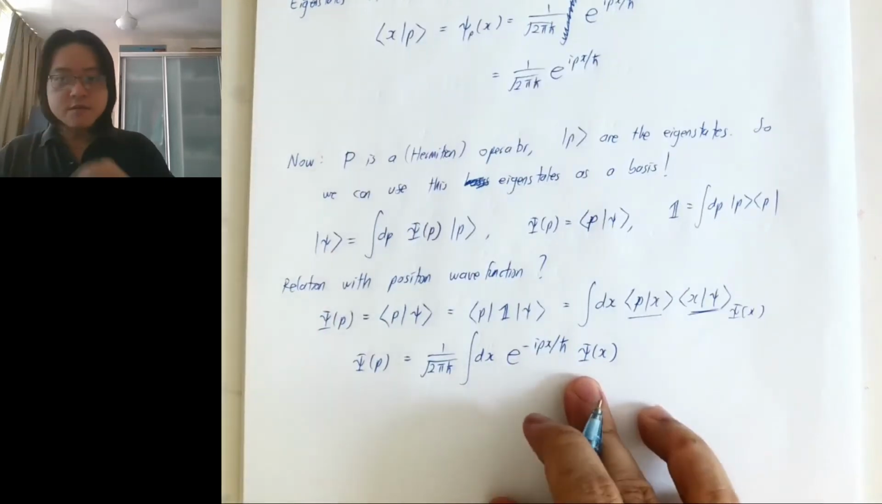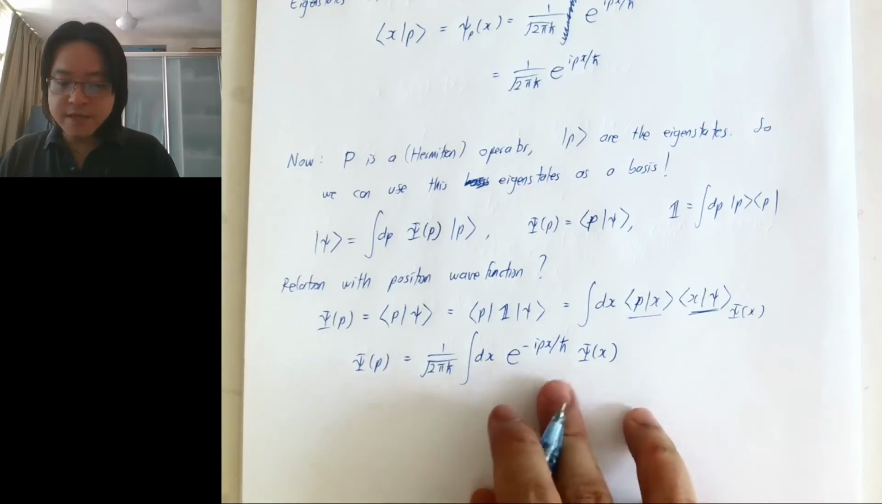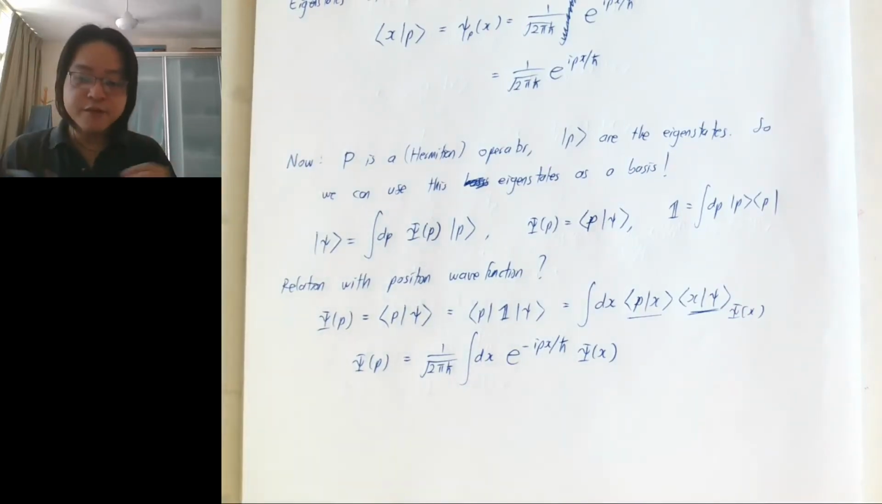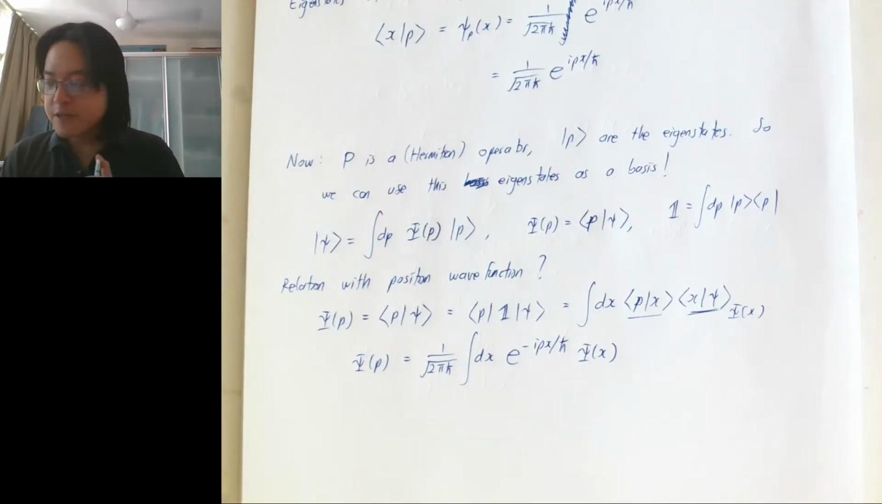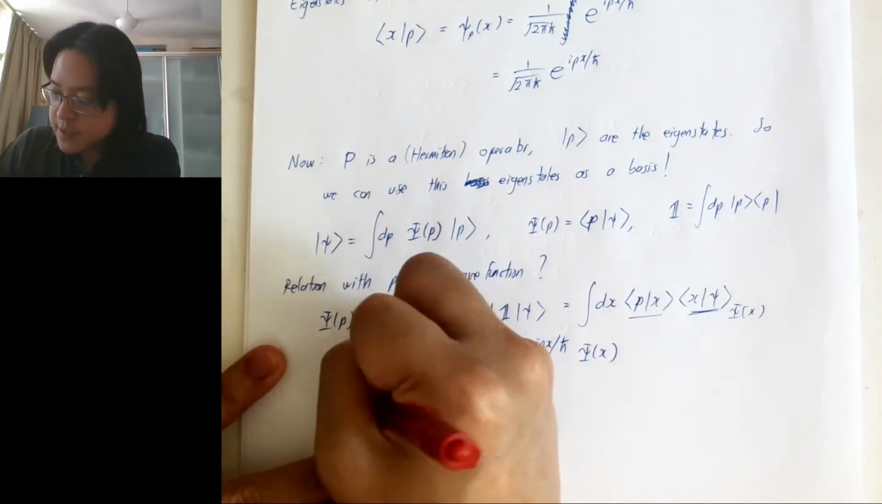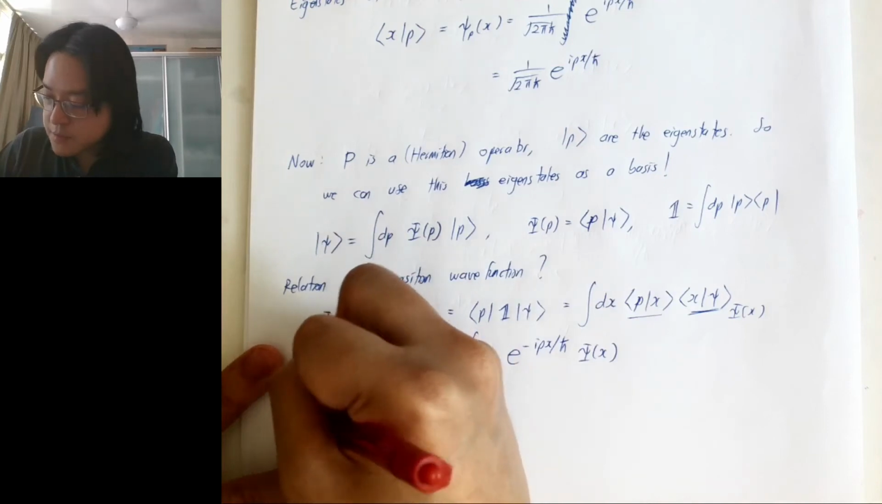Now you see that the relation is actually a Fourier transform. This is the formula for the Fourier transform, but I will come to that later. Just to reiterate, what we have here is the momentum wave function.